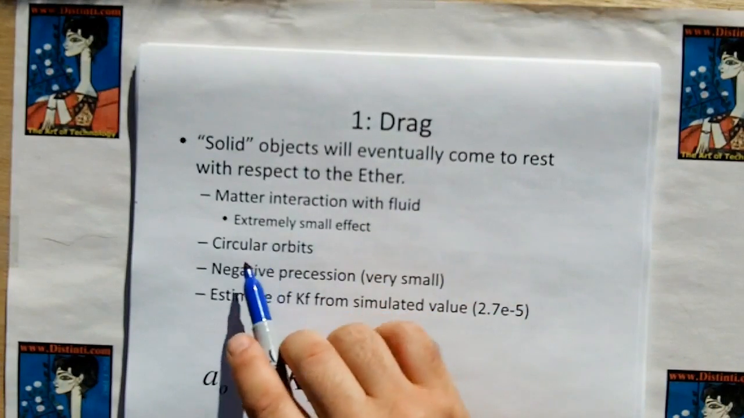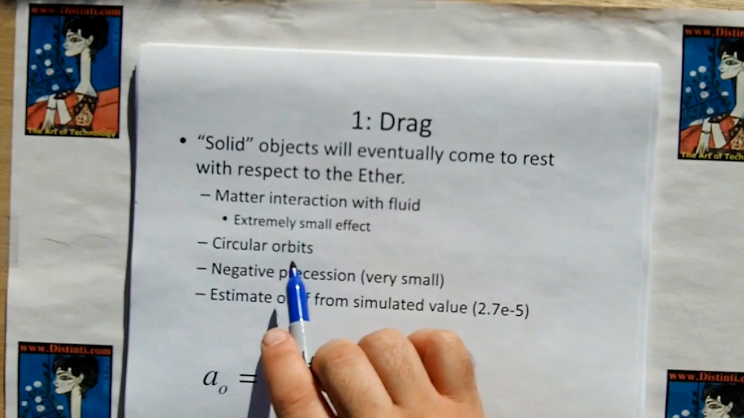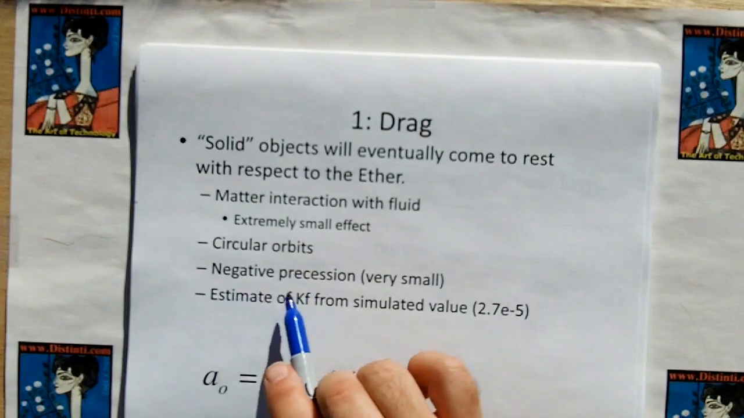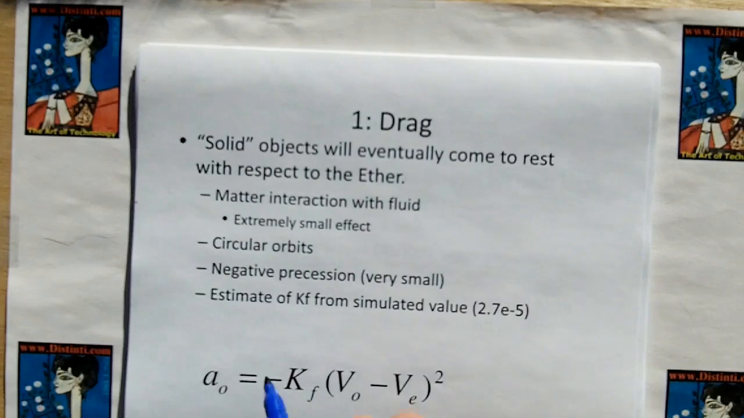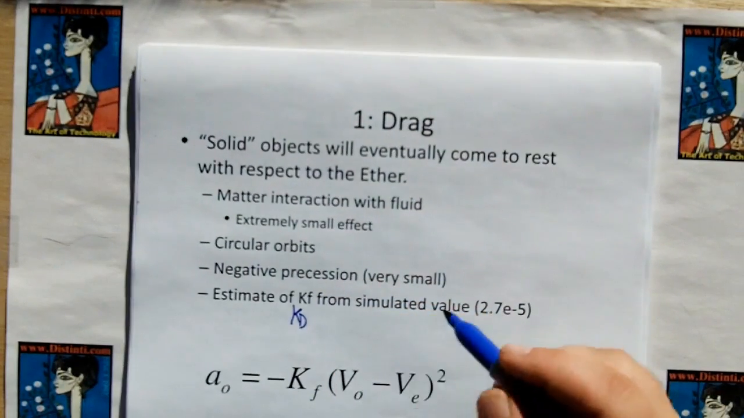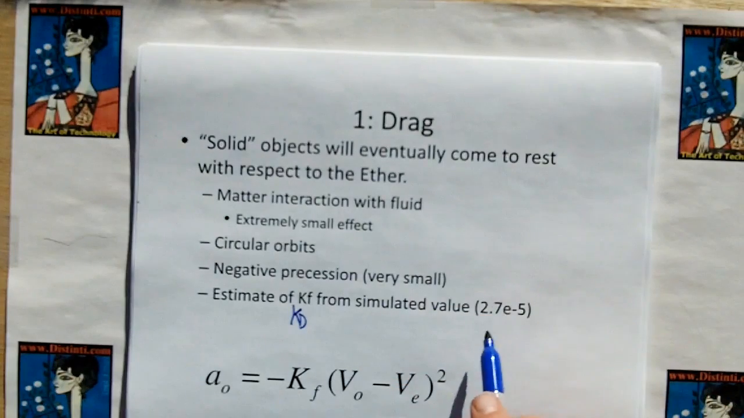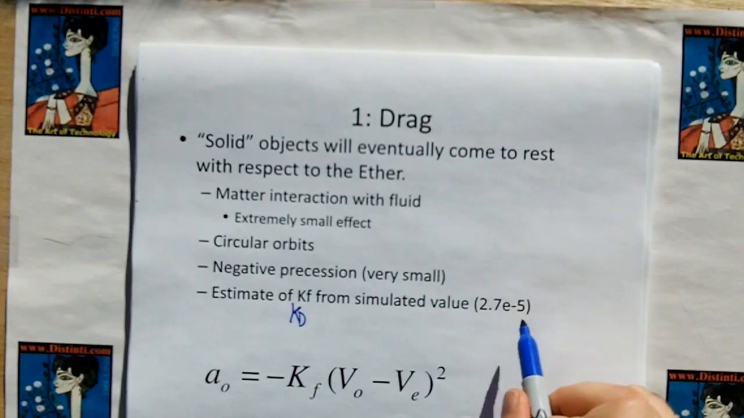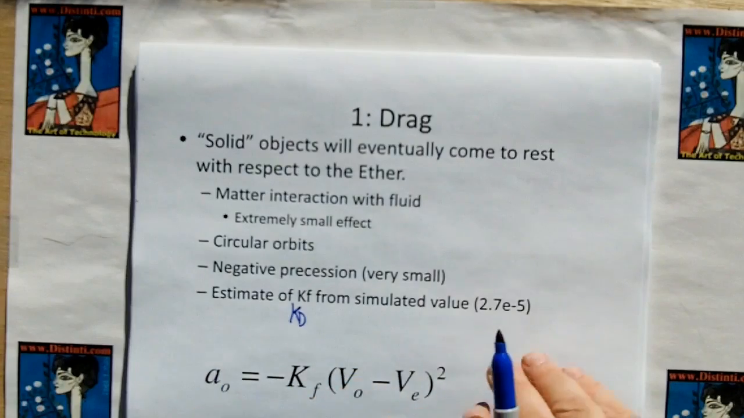Okay, this causes orbits to fall to circular. It causes a very small amount of negative precession. And the estimated KF, I really should have called this KD for drag, but whatever. The value comes out to 2.7 times 10 to the minus 5 for this equation here.